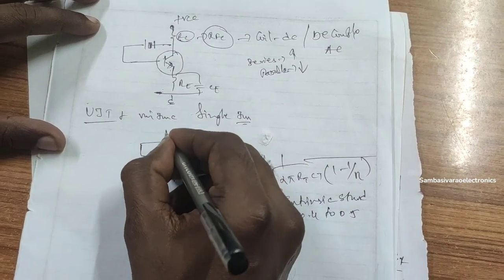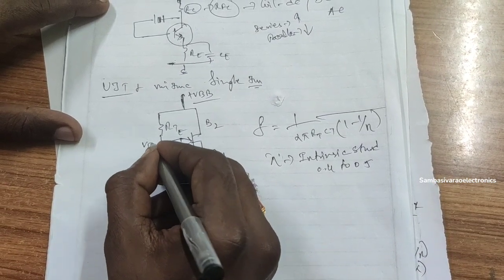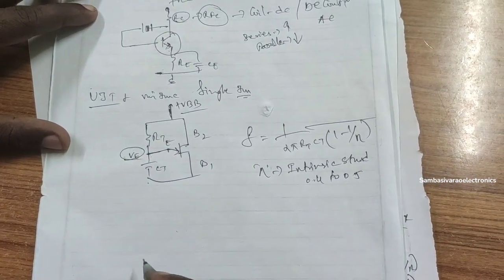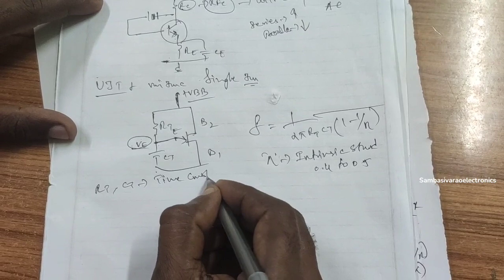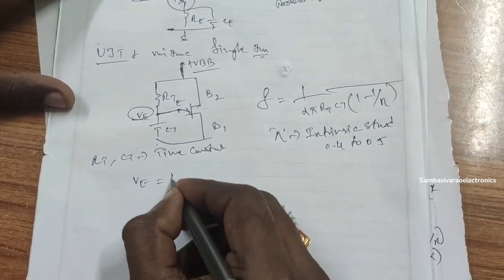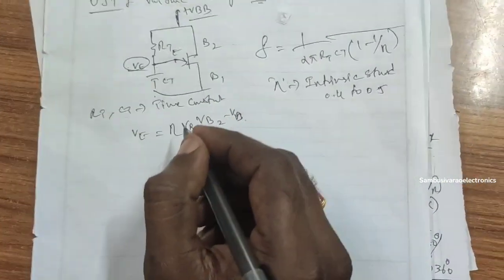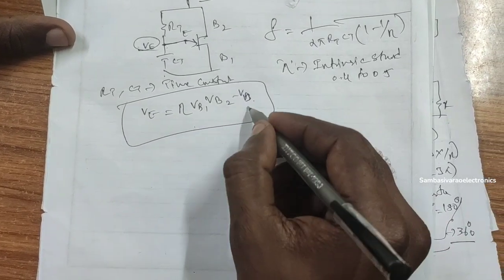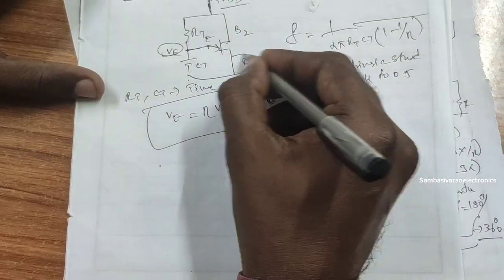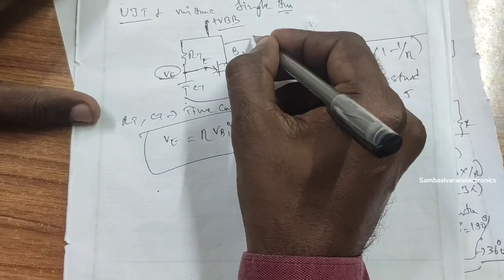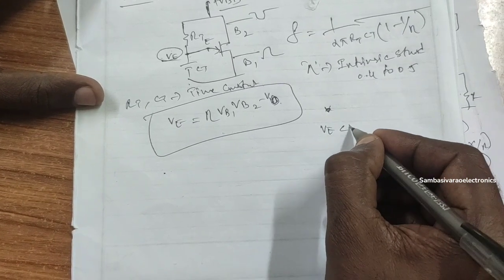It is restricted to about 0.4 or 0.5. It is supplied with the base voltage VBB, and across RT we give the emitter voltage VE. RT and CT give the time constant of the circuit. VE can be determined in terms of VB1, VB2 minus VD, where eta is the intrinsic standoff ratio and VD is the diode voltage. B1 is used to conduct the positive cycle, and B2 is used to conduct the negative cycle.